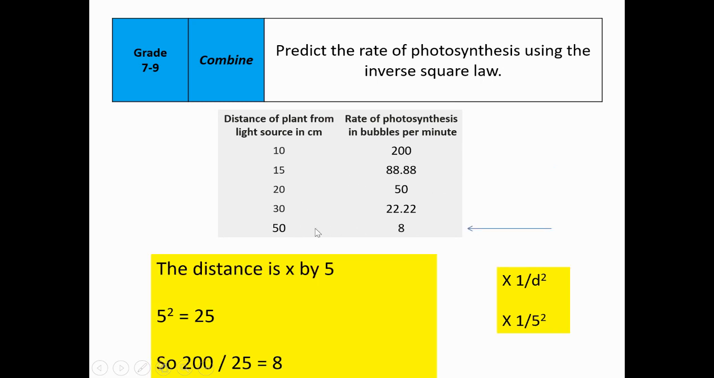The last one, I've decided to do it like this. So the distance is times by 5 from the first instance. So 10 up to 50 is times by 5. 5 squared is 25, so you do 200 divided by 25, 1 over 25, which is 8. So there we go. That is why I have these answers.